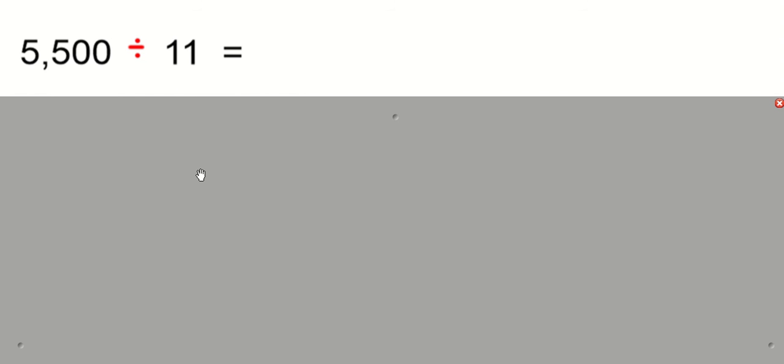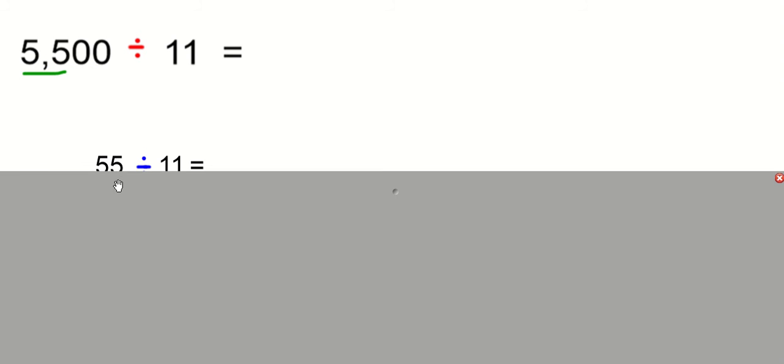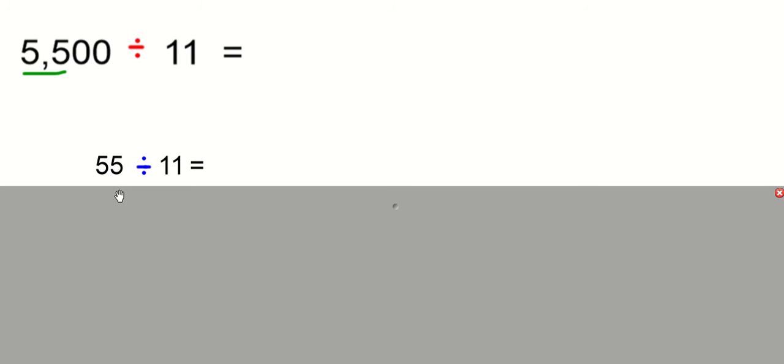Right, now we're looking at this number, 5,500 divided by 11. Now this isn't a coincidence. I've set this question because there is a link between the beginning of this number here. Okay, I'm looking at it and thinking actually this number started as 55 and it's been multiplied by 100. So I can think about 55 divided by 11.